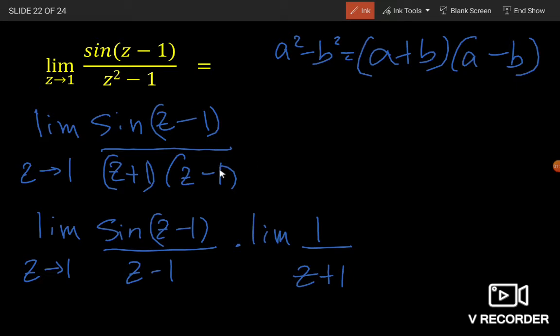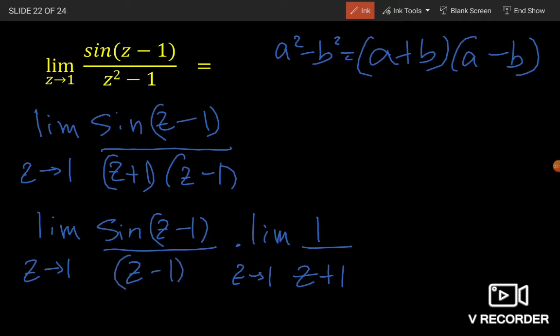If you recall, the limit of the product of two functions, in this case, one function is sine (z minus 1) over (z minus 1), the other function is 1 over (z plus 1). The limit of the product of two functions is equal to the product of the limit of each function. So here, just to complete, I put z approaches 1.